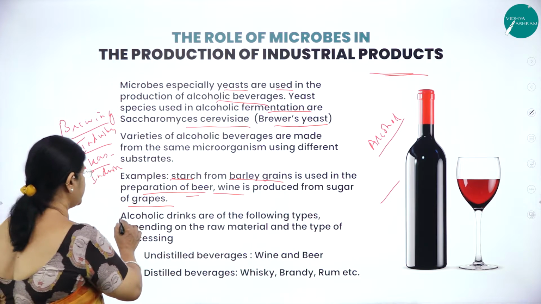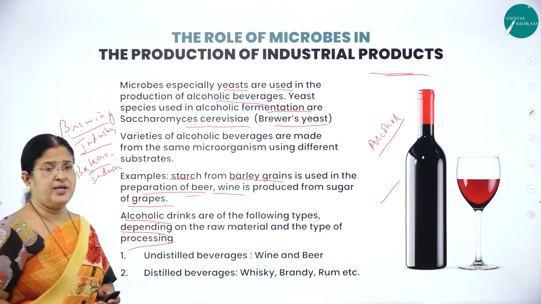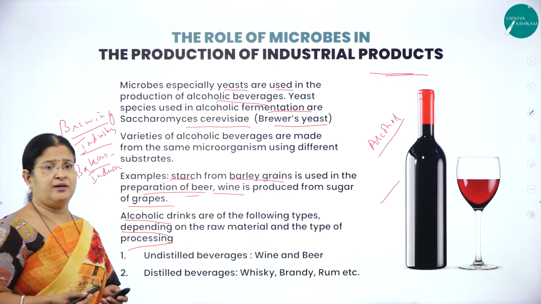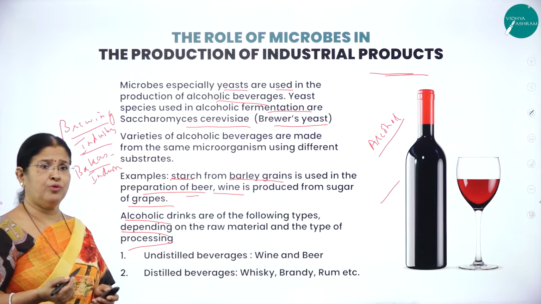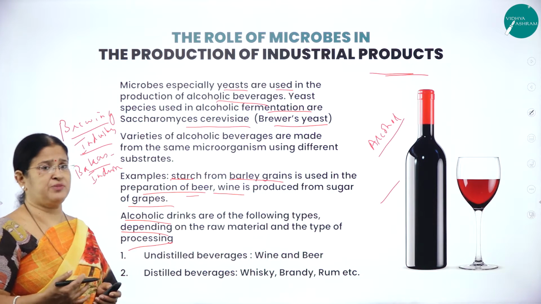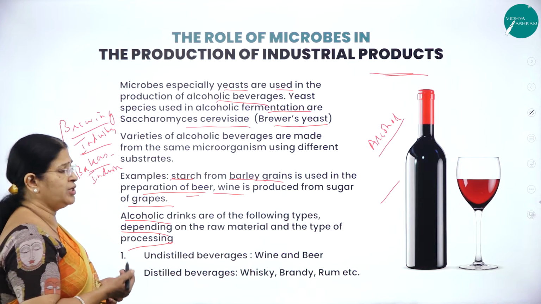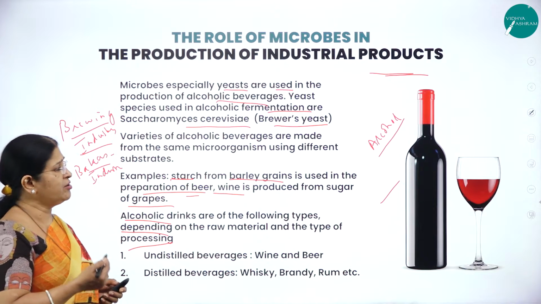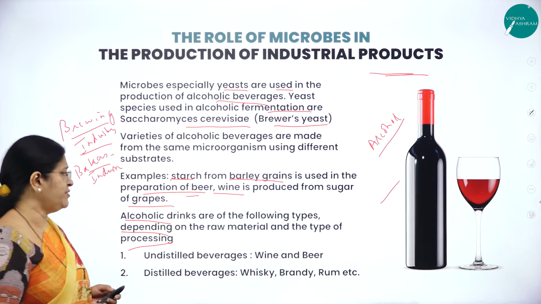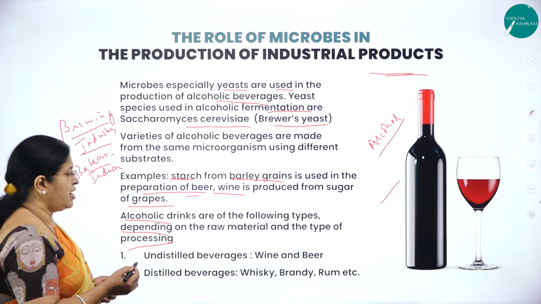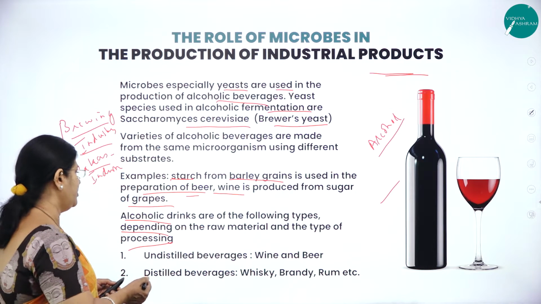Then alcoholic drinks are of the following types depending upon the processing. As I said, nowadays with the technology, with the invention of more and more equipment, the methodology has changed. Gone are those good old days where the making of these alcoholic beverages was done in a very crude method. But now the days have changed. So alcoholic drinks are of the following types depending upon the raw material and the types of processing.